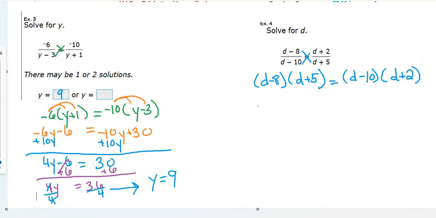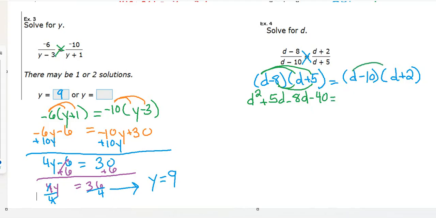Now we have to FOIL this. That means we multiply the d times the d first, which gives us d squared. d times positive 5 gives us 5d. Now we'll multiply -8 times d, which gives us -8d. -8 times 5 gives us -40.